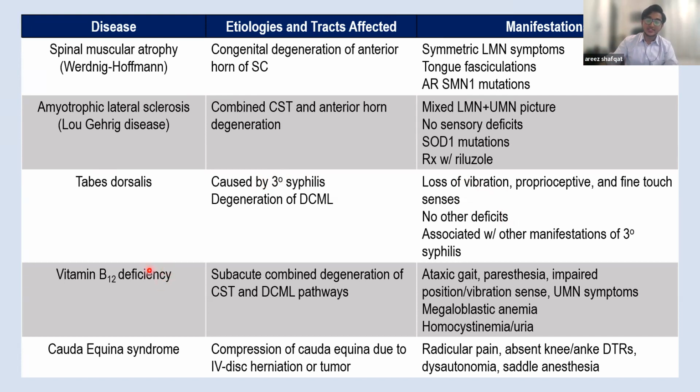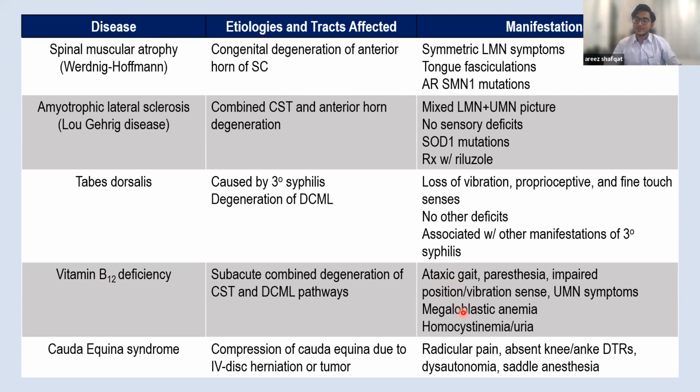The next thing you guys should be aware of, and this comes up in exams quite a bit, is vitamin B12 deficiency. This causes degeneration of the corticospinal tract and dorsal column. This is called subacute combined degeneration. So a guy would present with findings suggesting dysfunction of the dorsal column pathway like ataxia, paresthesia, impaired position and vibration sense. Also, he would present with spastic type of paralysis, hyperreflexia.